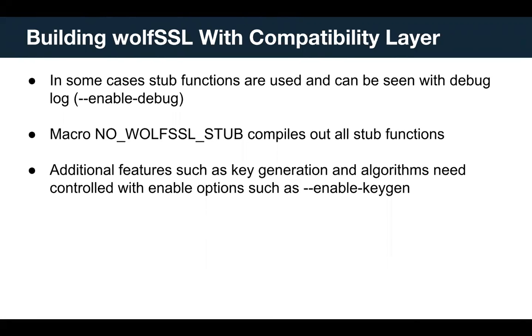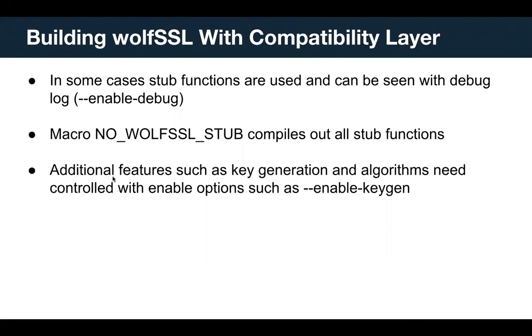To help with that, either the debug feature can be turned on with --enable-debug, or the macro NO_WOLFSSL_STUB can be defined. Turning on the debug prints out a warning message each time a stub function is called. And defining the NO_WOLFSSL_STUB macro will throw compile time errors if the application is attempting to use any stub functions.